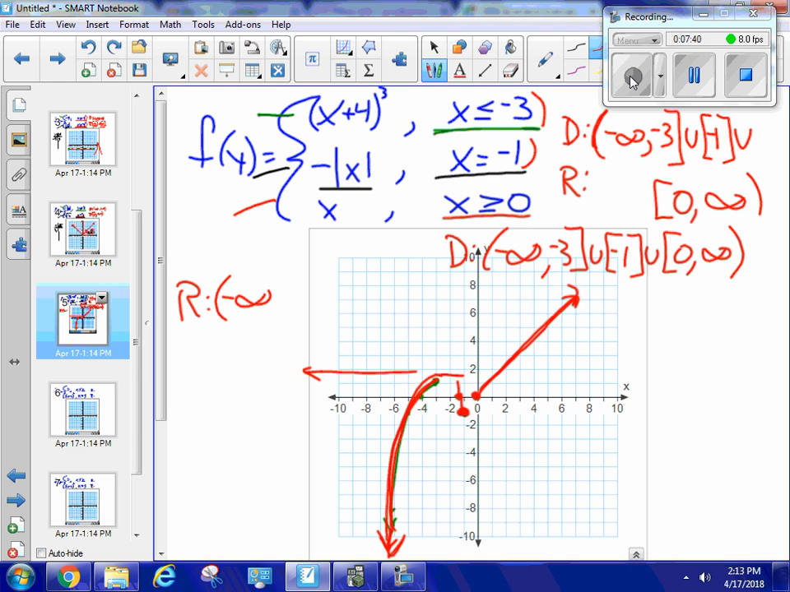And then my red function started at 0, and it just took off and got all the y values all the way to positive infinity. There are no gaps in the y values. So that goes from negative infinity all the way to positive infinity. That is my range on this problem.